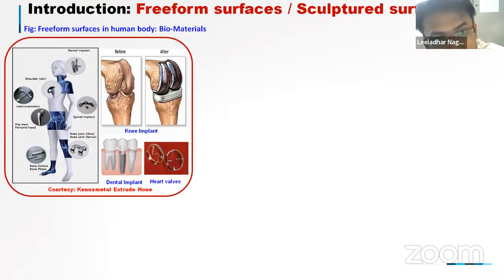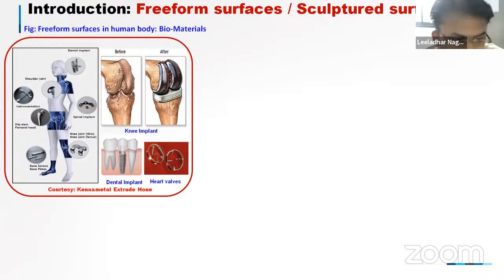Biomaterials should be biocompatible so that they can be easily implanted in a human body. I will be particularly talking about this knee joint. This is the knee joint. How would we be able to develop this kind of surface, this kind of geometry, this kind of design for the wellness of human beings?